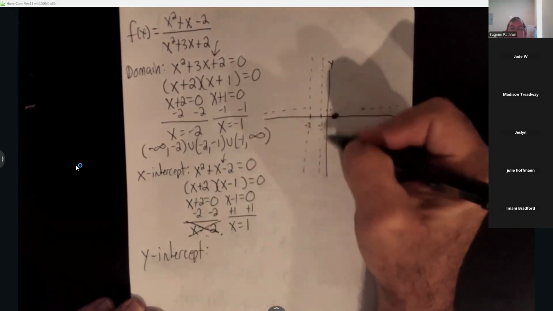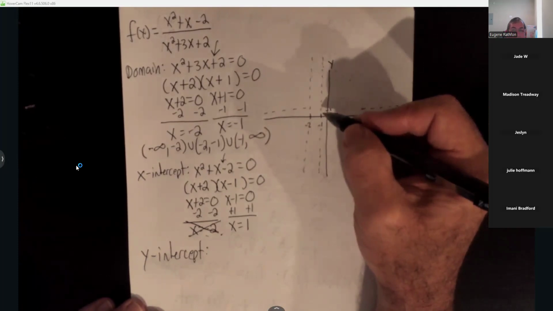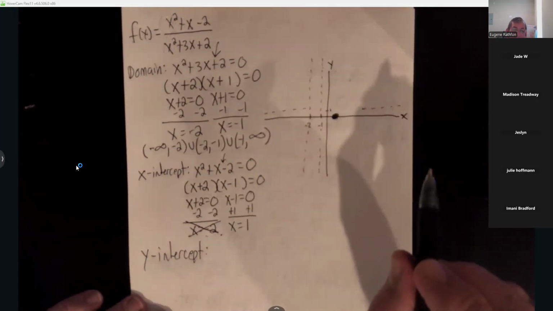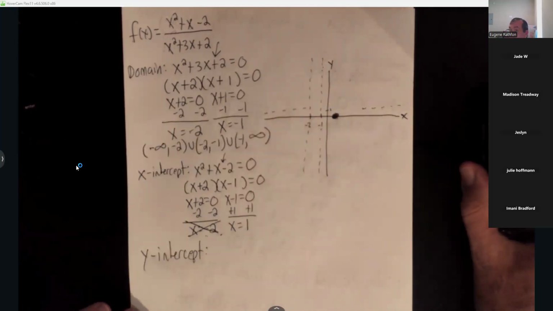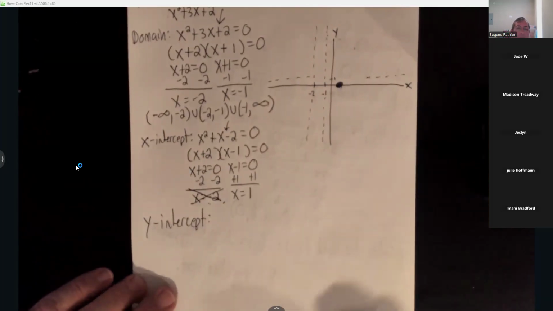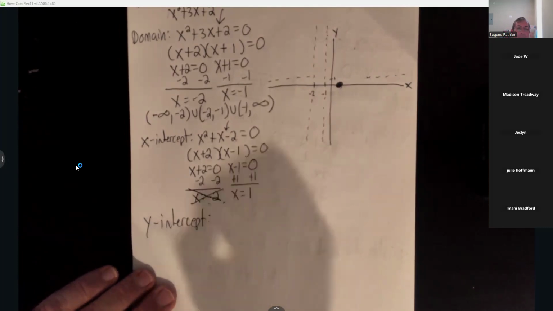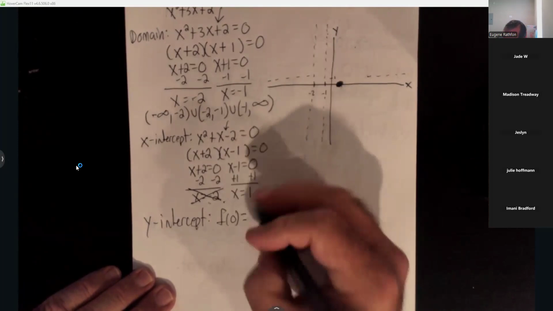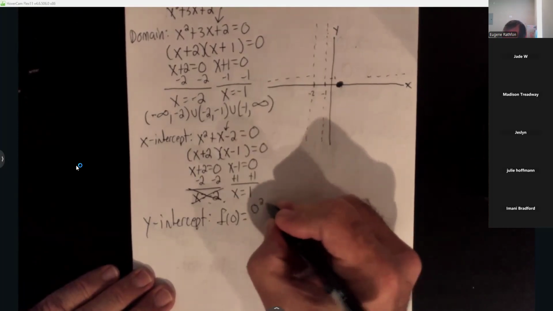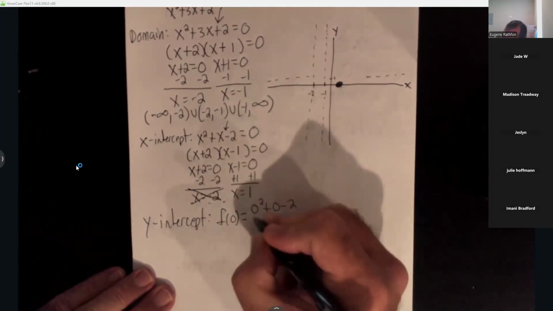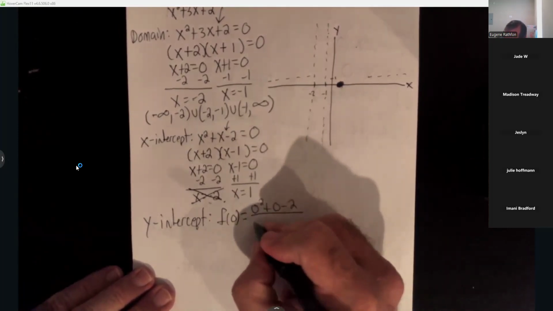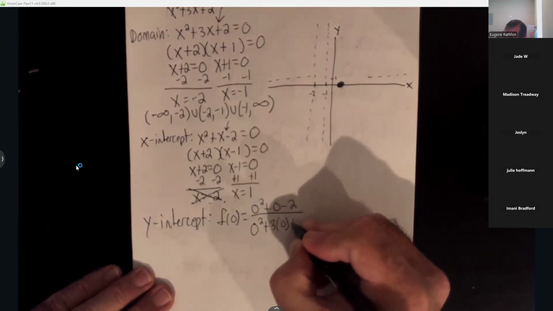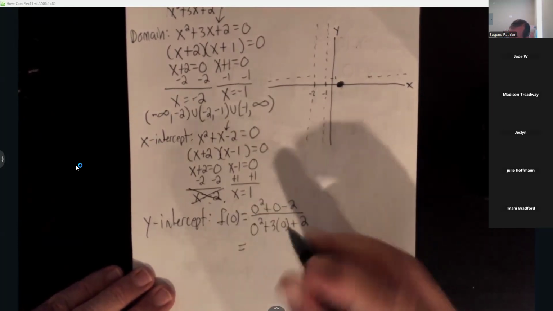Y-intercept is where it's going to cross the y-axis. Because usually once I know what this is doing, then I know what my graph will look like. And if you remember, to find the y-intercept, I found f of 0. So f of 0 equals 0 squared plus 0 minus 2 on top, over 0 squared plus 3 times 0 plus 2 on the bottom.